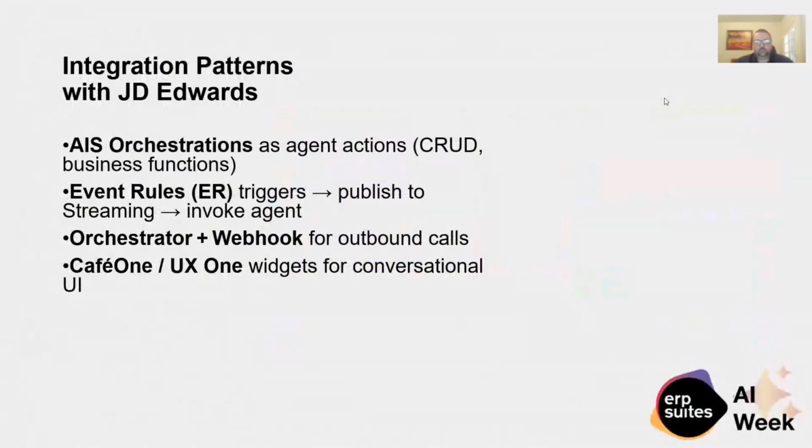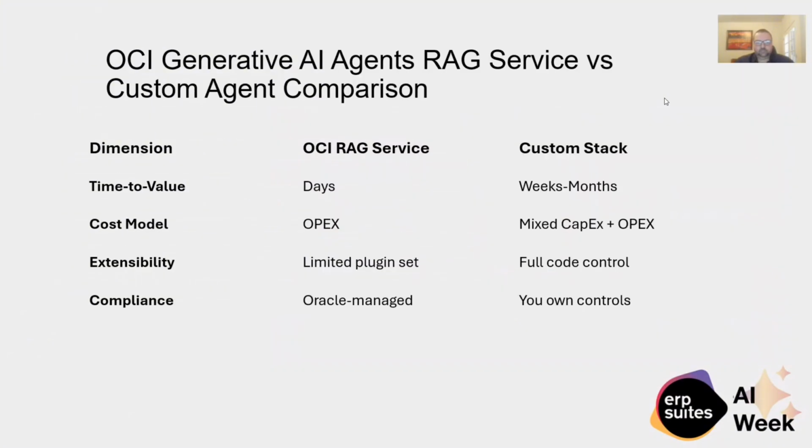Various ways that you could integrate with EnterpriseOne would be AIS orchestrations, as we mentioned, event rule triggers that you could design within the tool set, orchestrator and webhooks within your web application for outbound calls, Cafe1, UX1. So that would be the embedded that we talked about earlier with the RAG agent. So for a conversational UI, that would be more the Franklin interface, for instance.